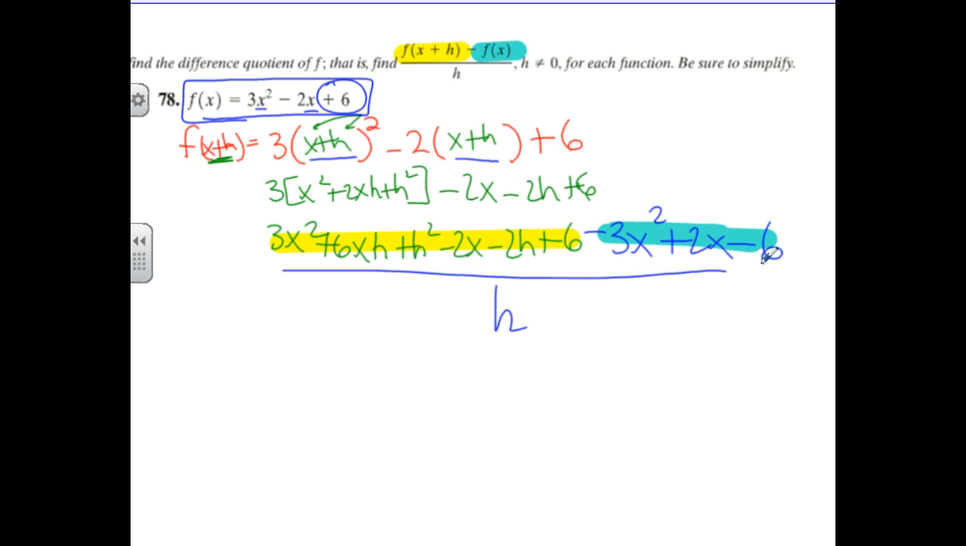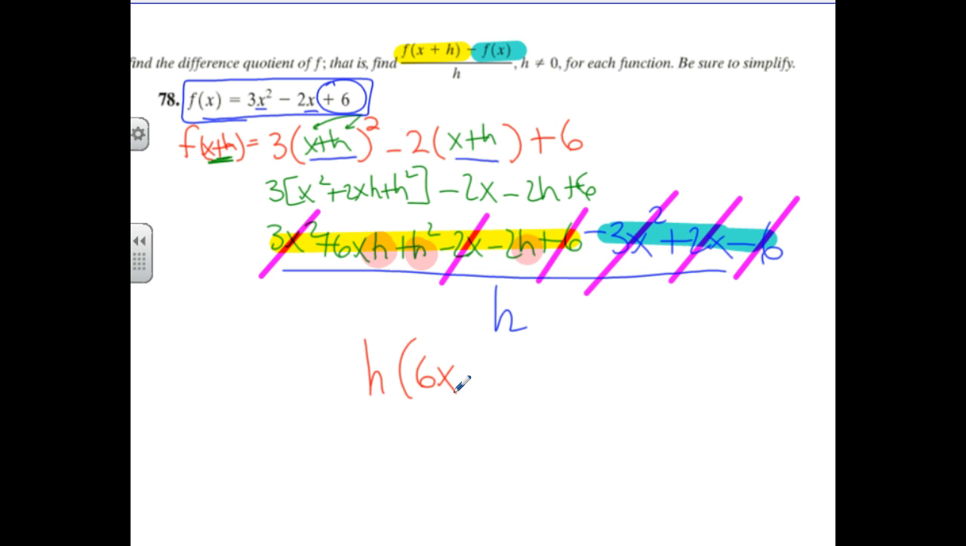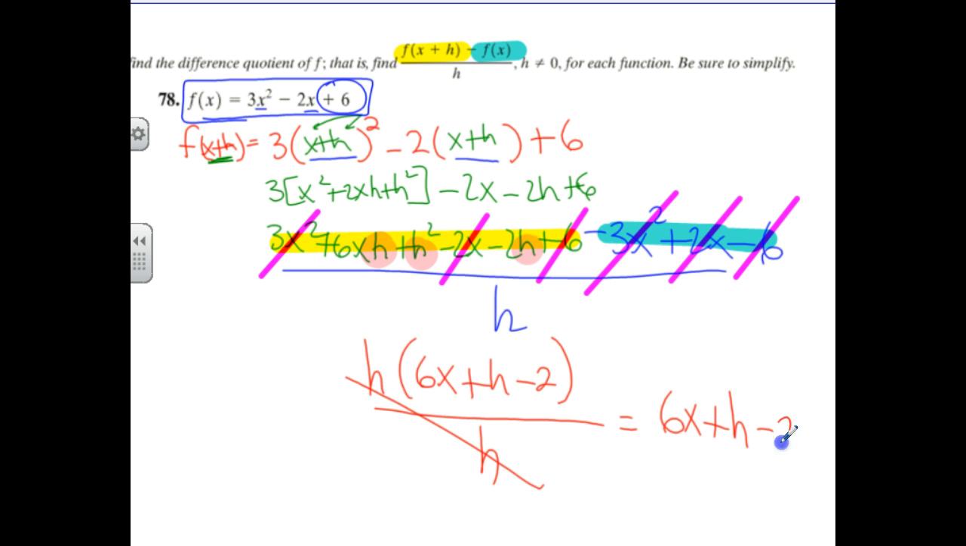Once you have subtracted off the function, some things will start canceling here. The negative 6 and the positive 6, the 2x and the negative 2x, and the negative 3x squared and the 3x squared, leaving me with some h terms. And I think I can factor out an h from the three remaining terms that are left, leaving me 6x plus h minus 2, all divided by h. The h terms will cancel, and I'm left with, in this example, 6x plus h minus 2. Again, that concept's not going away.